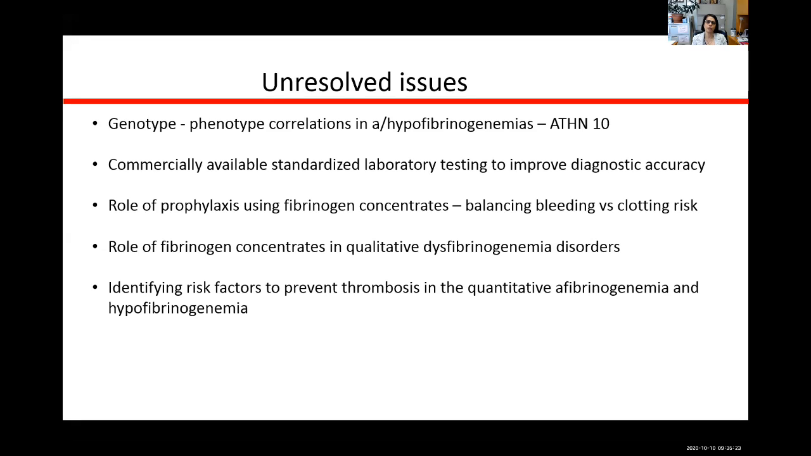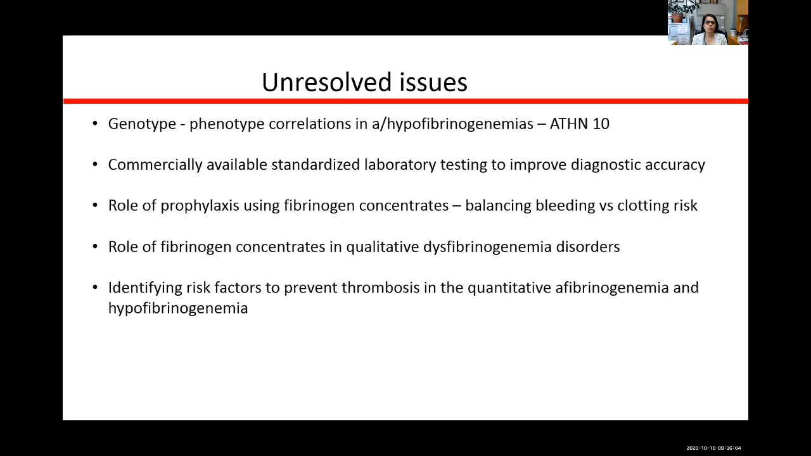With the dysfibrinogenemias, I think we do understand there are certain mutations that correlate with a tendency to develop blood clots. So ATHN-10, which is the American Thrombosis and Hemostasis Network study, is actually offering genetic testing for afibrinogenemias in the first round. And if any of you in the audience are part of a hemophilia treatment center, I think it's important to avail of this testing. I think there's also a need for more commercially available standardized laboratory testing to improve diagnostic accuracy.